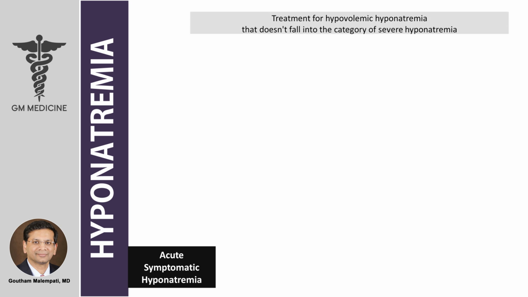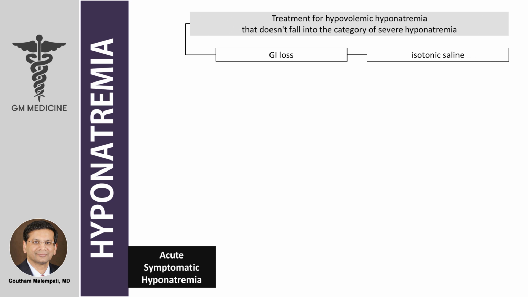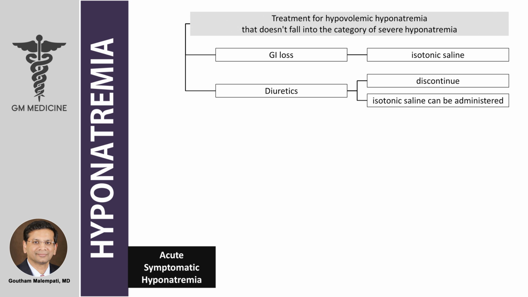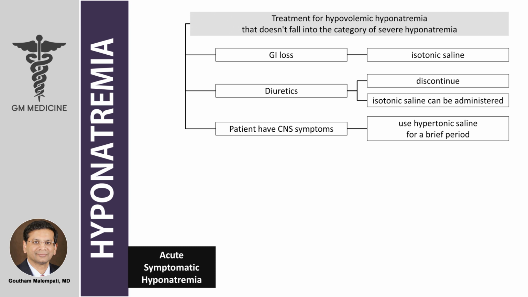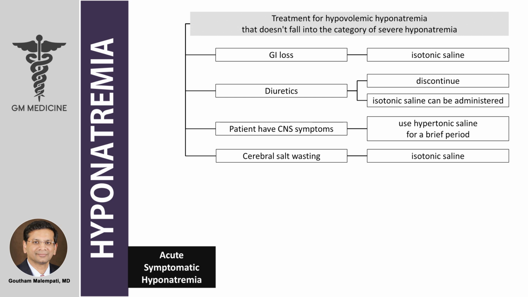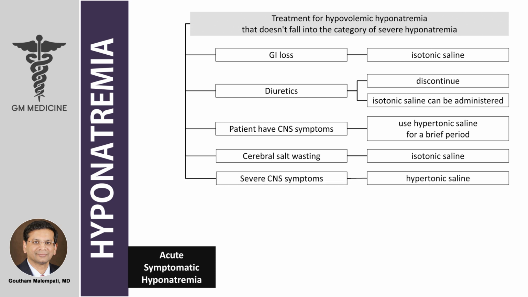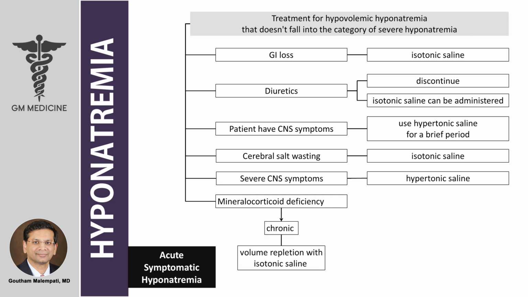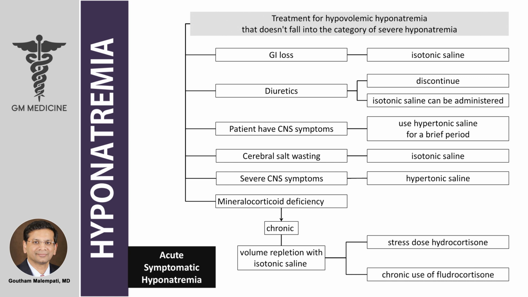Now, coming to the treatment of hypovolemic hyponatremia that doesn't fall into the category of severe hyponatremia. In case of GI loss, the most common treatment is isotonic saline. If it's attributed to diuretic therapy such as thiazides, they need to be discontinued and isotonic saline can be administered. If the patient does have CNS symptoms, one can use hypertonic saline for a brief period. Cerebral salt wasting can be treated with isotonic saline in most cases; hypertonic saline is only necessary in severe CNS symptoms. In case of mineralocorticoid deficiency, which is mostly a chronic phenomenon, volume repletion with isotonic saline initially, followed by stress dose hydrocortisone and chronic use of fludrocortisone.